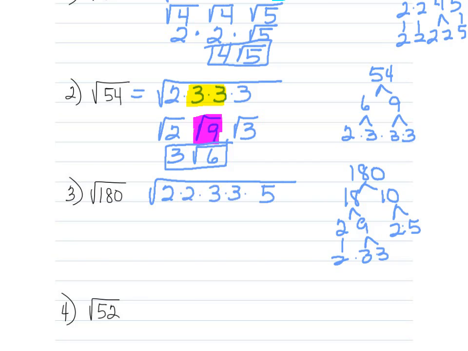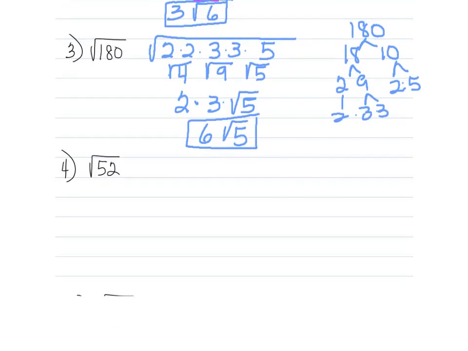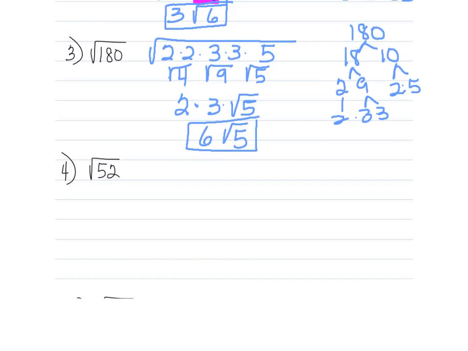So radical 2 times 2 is radical 4. Radical 3 times 3 is radical 9. And then radical 5 cannot be simplified. Radical 4 is 2 times radical 9, which is 3, times radical 5. 2 times 3 is 6, radical 5, and that is my simplified radical. Number 4, try it on your own. Come back and check your answer.